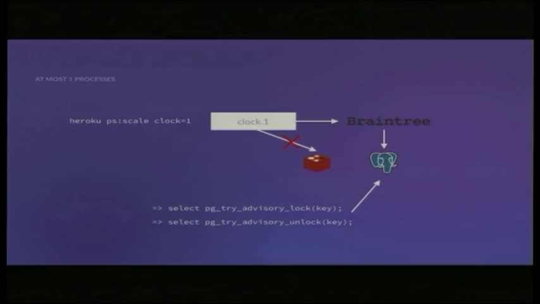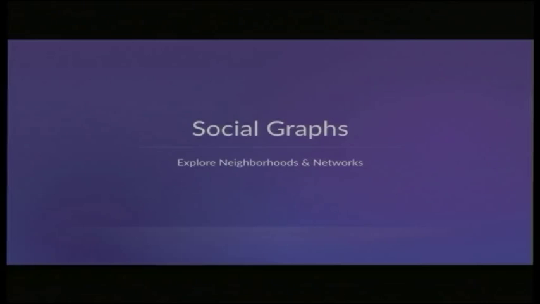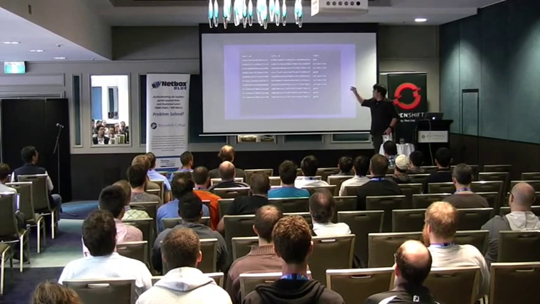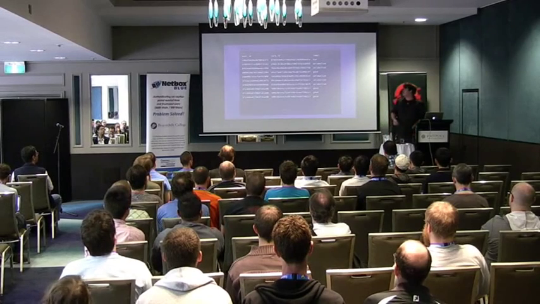Now, that's a pretty crude example. What really impressed me was social graphs. If anyone's used something like Neo4j, where you can get directed graphs and traverse graphs and such, I never knew that Postgres could actually do this. So what we have here is basically a user ID, the credit card they've used, and the label. Were they a bad user? Have we labeled them as good, or are they unlabeled?